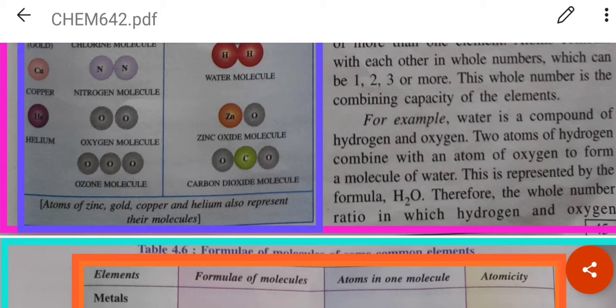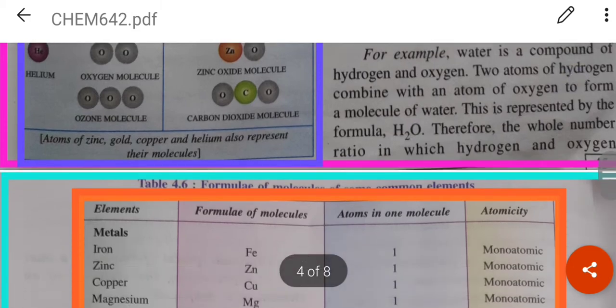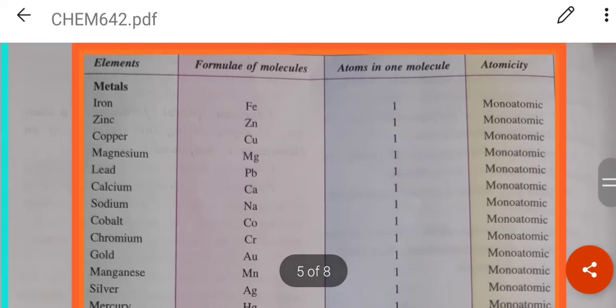I'll take simplest example of water molecule. Water is a compound of hydrogen and oxygen. So, 2 atoms of hydrogen combine with an atom of oxygen to form a molecule of water, which is represented by the formula H2O. Okay. So, therefore, the whole number ratio in which hydrogen and oxygen are combined is 2:1. That is 2 atoms of hydrogen and 1 atom of oxygen. Now, here is the chart. Okay.